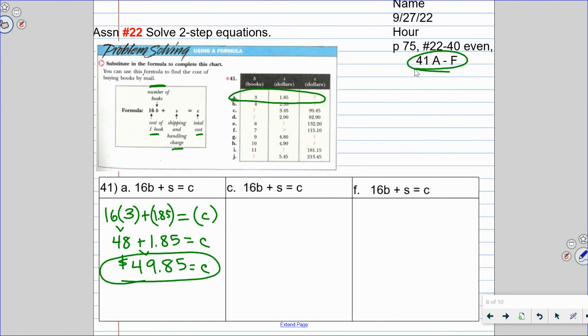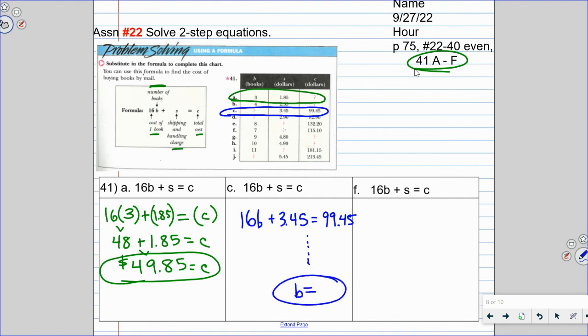On the other hand, if we take a look at part C, now this is interesting. We don't know the number of books. We do know shipping and handling was $3.45. We do know the total cost was $99.45. Now, I would argue that this is a two-step equation, and that if you use the steps similar to what we just did, you're going to get rid of that one-time shipping and handling cost, subtract that from both sides. Then you're going to divide and get rid of that. You can solve this using the steps that we just did.